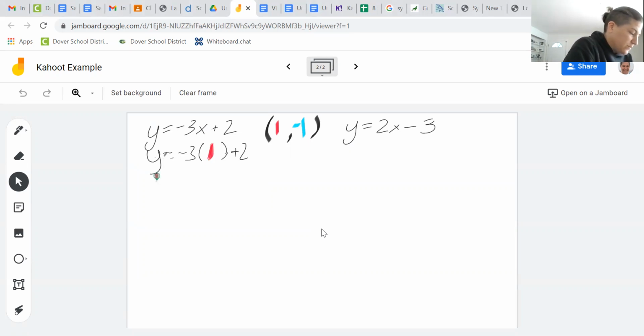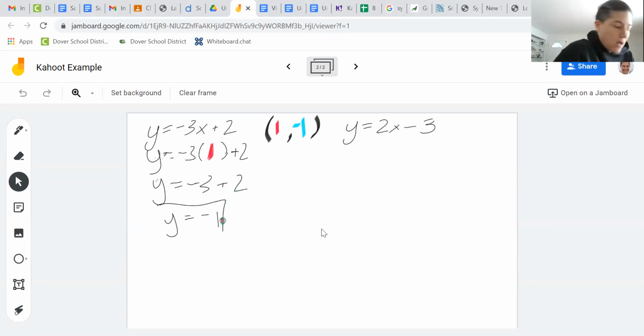So y is equal. Oh, I don't like the way that looks. Sorry. Playing with all my pens here. y is equal to -3 times 1. That's -3. And plus 2. That's a little funny looking. Oh my gosh, I got y is equal to -1.